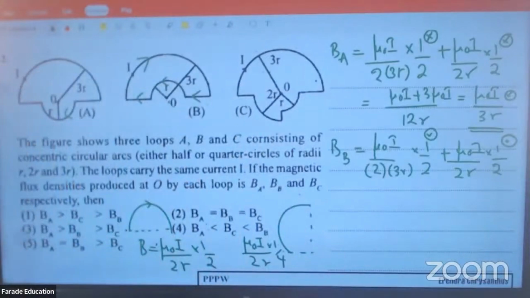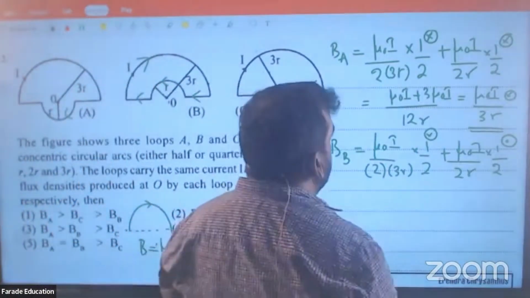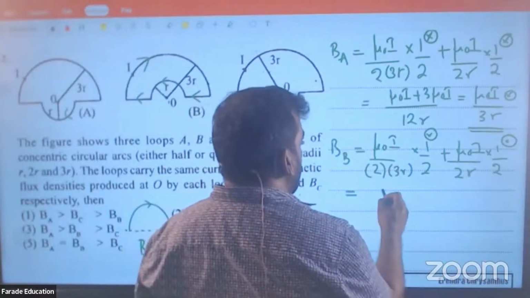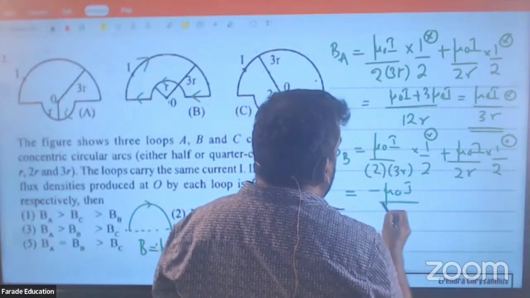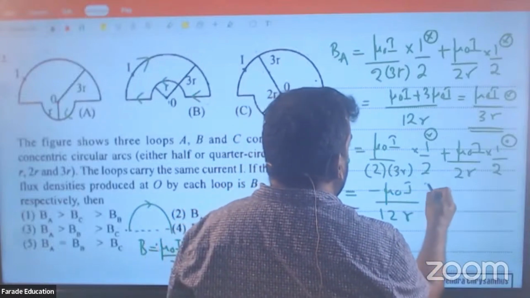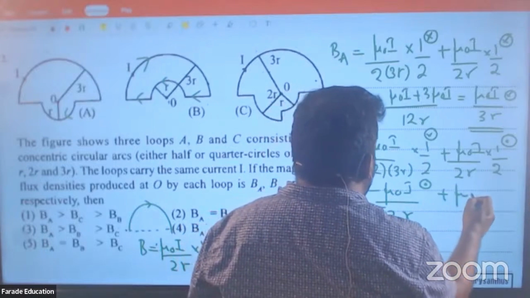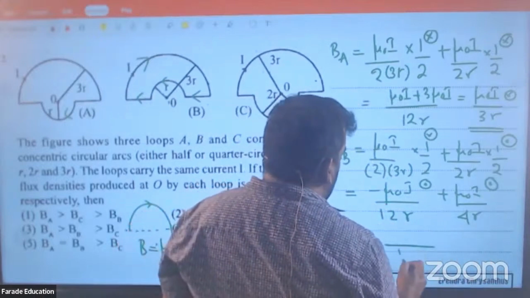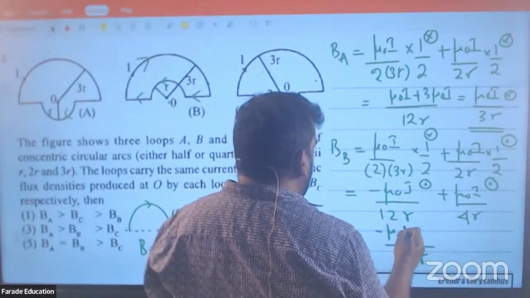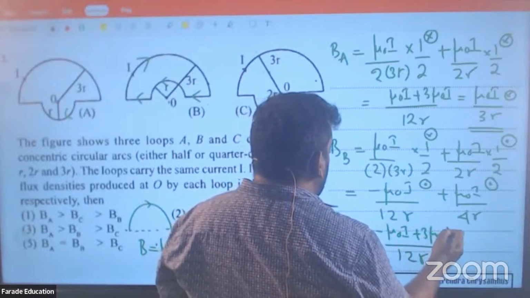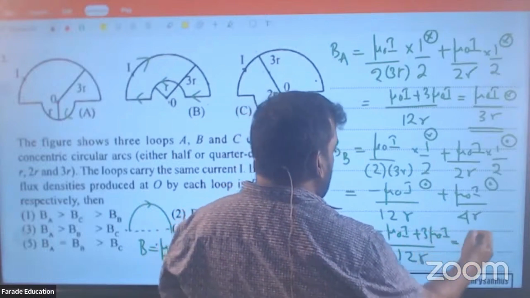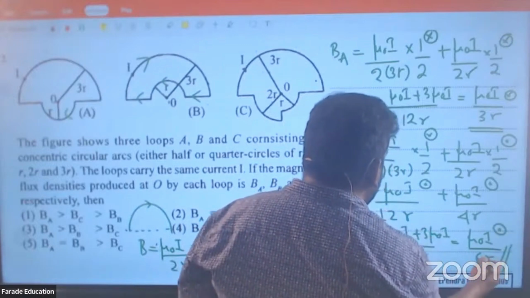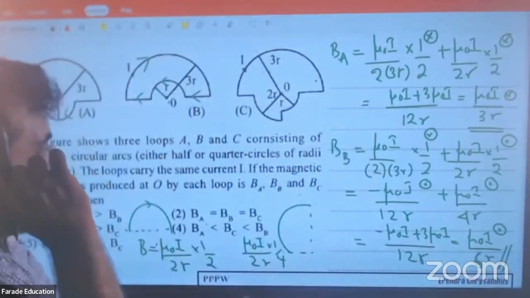Bring all vectors in the same direction. You can easily see here, which is bigger, smaller denominator is bigger. Minus mu naught I divided by 12R, outward. Mu naught I divided by 4R, outward. Common denominator 12R: minus mu naught I plus 3 times mu naught I. That's 2. Mu naught I divided by 6R, outward. Mu naught I divided by 6R outside. Right.